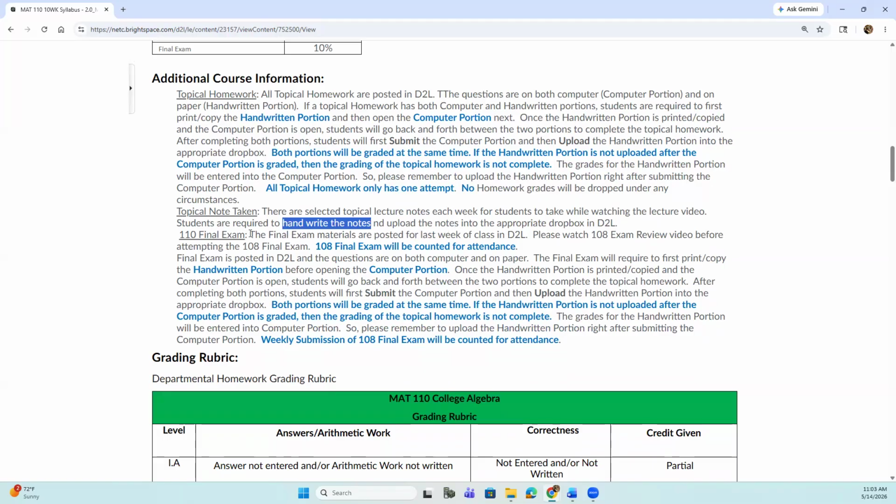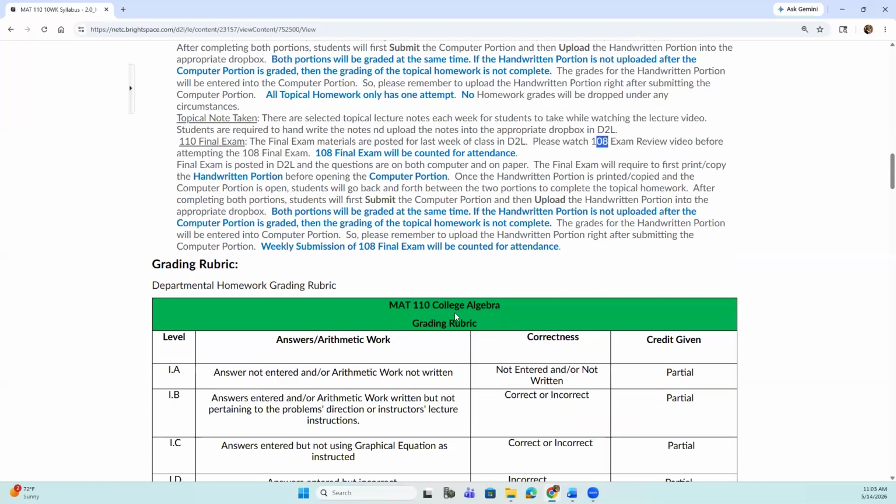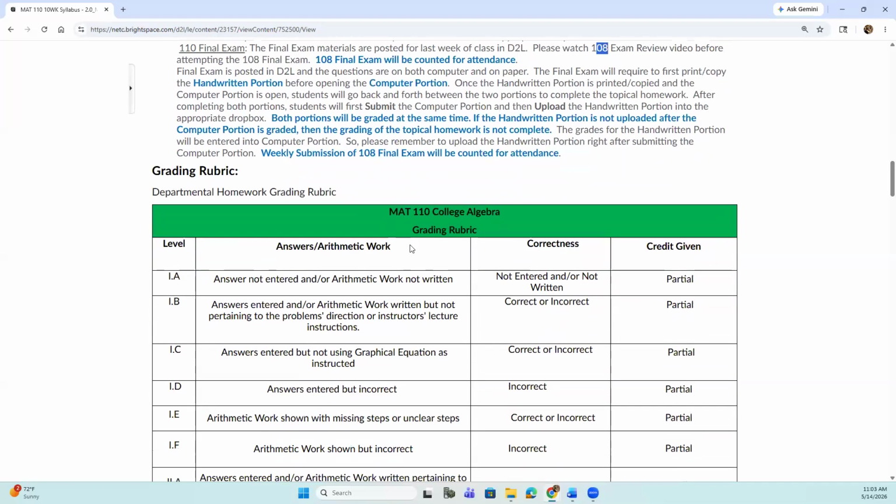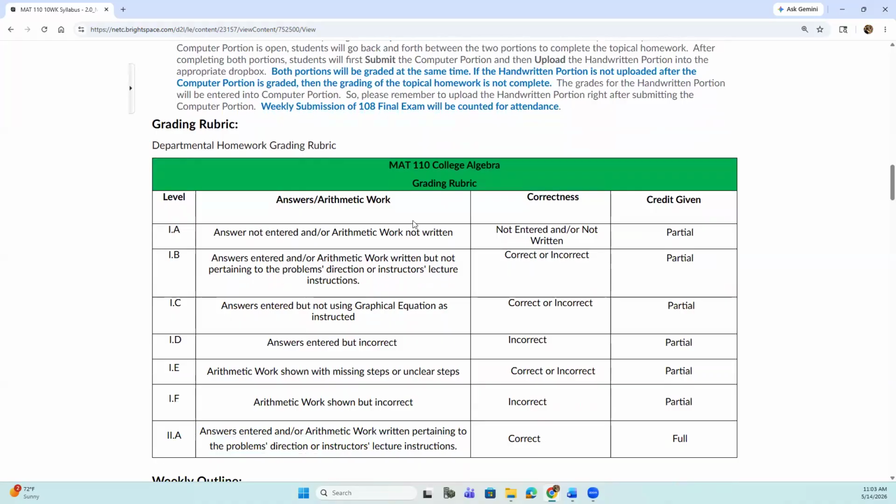All right. I showed you where the final exam is earlier. Okay. So the final exam is posted for the last week of class. Oh, sorry, this will be 110. Please watch the 110 exam review video before attempting the 110 exam. Sorry, some typos here. Here's our departmental grading rubric.